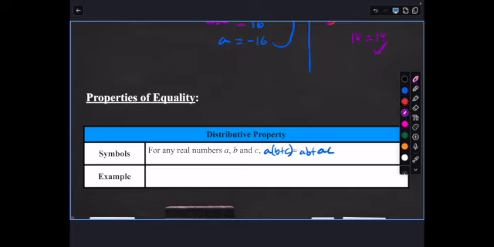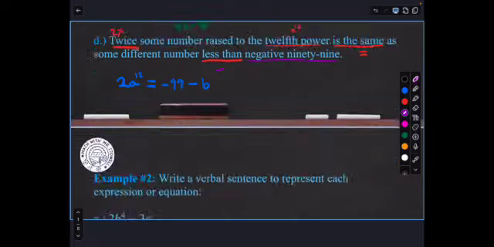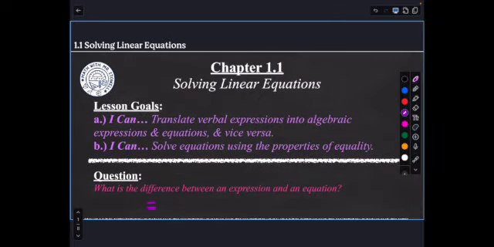So, for example, let's say that we have 2 times 3 plus x equals 5. This would be the same thing as saying 6 plus 2x equals 5. And we are going to stop there. We will pick up on this lesson tomorrow. We have completed part A of this, which is I can translate verbal expressions into algebraic expressions and equations and vice versa. And we started with solving equations using properties of equality.